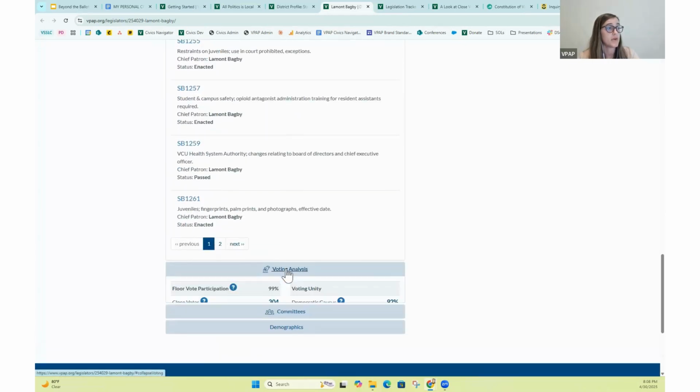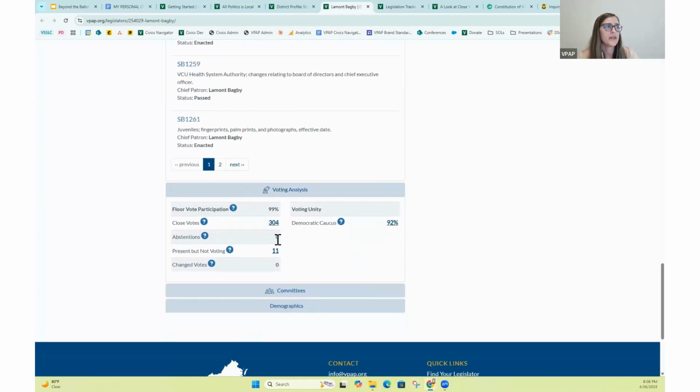Lots of good stuff. You can see the voting analysis. And if you're like, well, what is a closed vote? We have this helper text on all of these things. So, if you're working with a student who's like, I don't know what an abstention is. Oh, okay. It means they didn't participate in that floor vote.